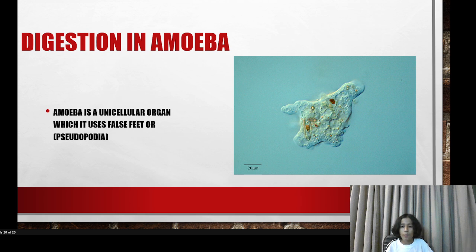So like the amoeba, as you can see in this picture, it's very wobbly, and then it just starts moving, and whatever food it gets, it takes it inside the body. And it uses its false feet called pseudopodia. So it helps it take it inside, and then they are stored in vacuoles, and the undigested parts of that food are taken out of the amoeba.